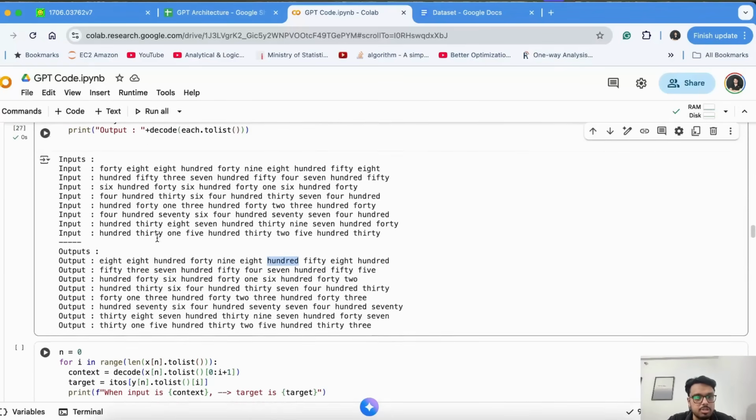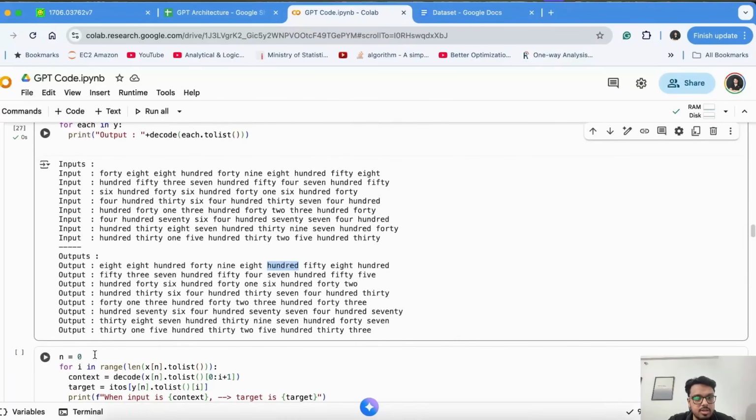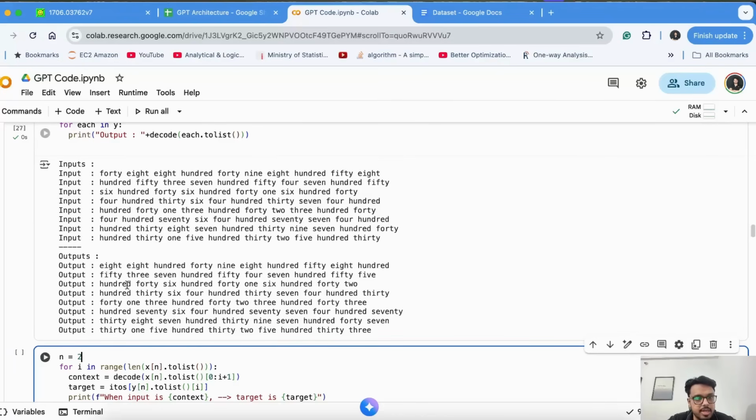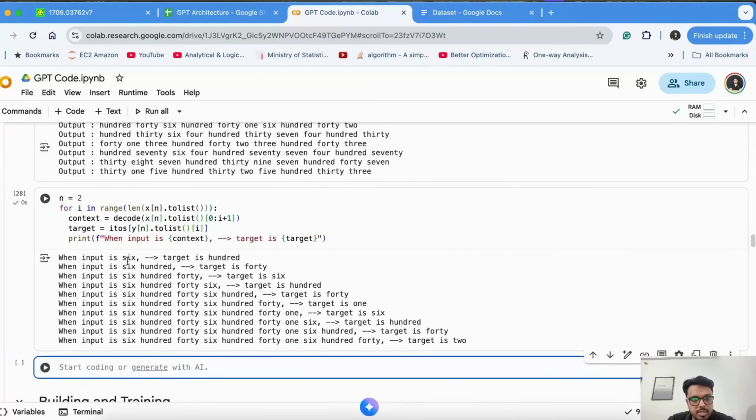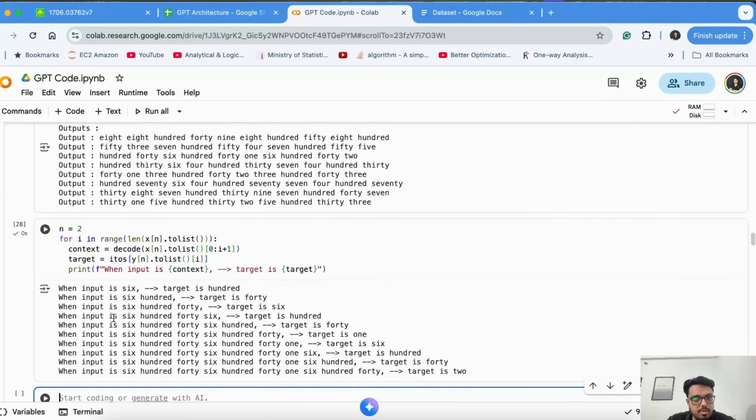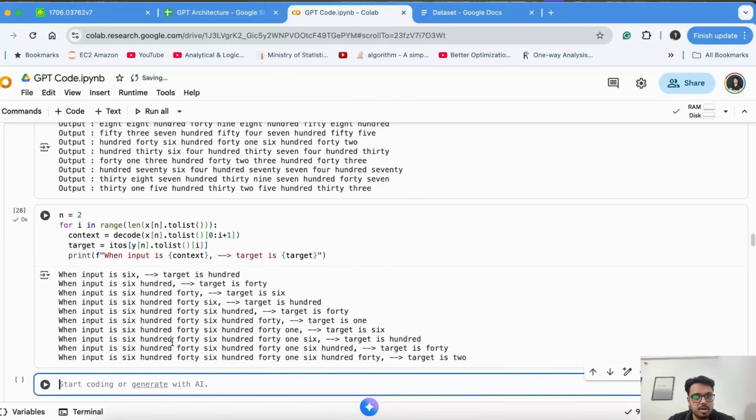Just to exemplify what I have just explained, let's take any random input and output combination. When input is 6, target is 100. When input is 6 and 100, then target is 40, and so on and so forth. This is the kind of training we will do, and that's how we will structure our architecture, so that this is the pattern the model learns.